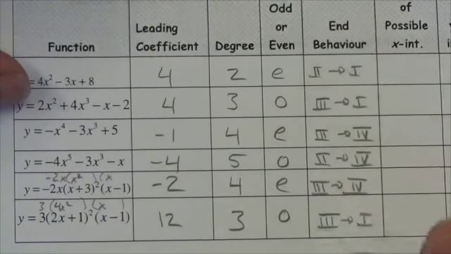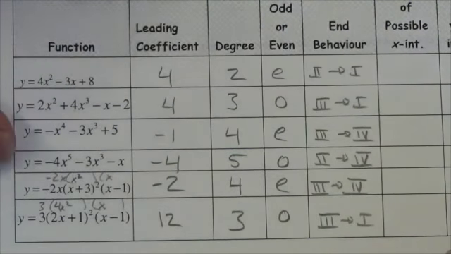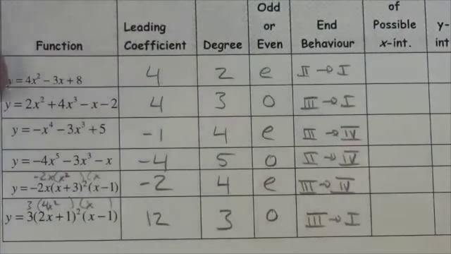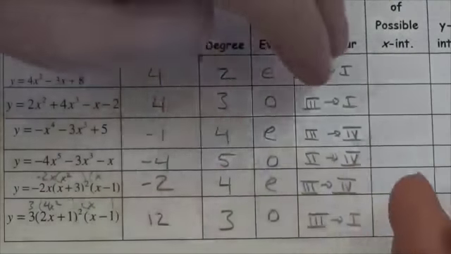And again, that's what we're talking about. When we ask about end behavior, I'm asking about what's going on at the far extremes of the graph, to the far left of the graph, to the far right of the graph.